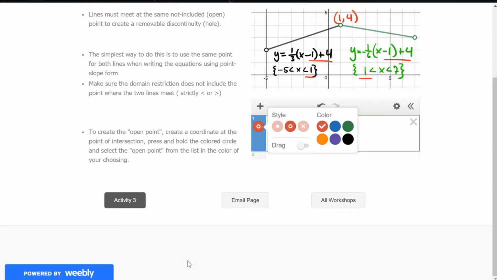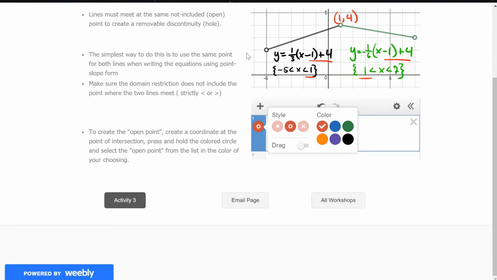Hello there everyone. In this video I'll be showing you how to create piecewise functions that include a hole discontinuity, otherwise known as a removable discontinuity. Now for this to happen in a piecewise function, you have to have lines that actually meet at the same point, but it has to be a point that is not a part of the domain, an open point.